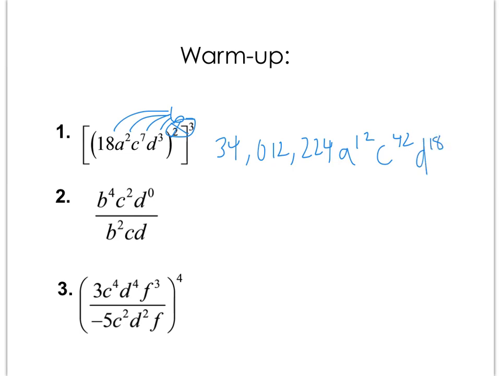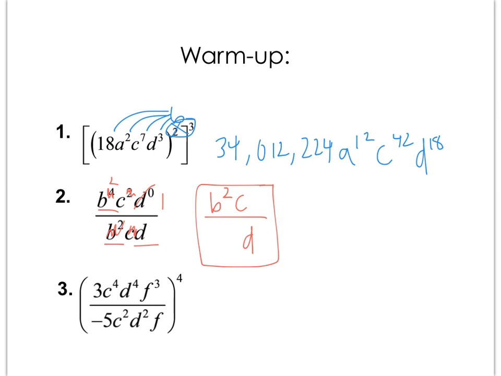Okay, let's take a look at number 2, which hopefully you've already completed. If I simplify here, this really is d to the 0 is 1. So I know I'm going to have a variable d in the denominator. And then b to the 4th and b to the 2nd. If I take away b to the 2nd, I'm left with b squared in the numerator. Take away a c, so I get b squared c all over d.